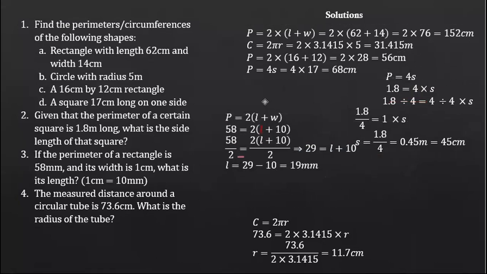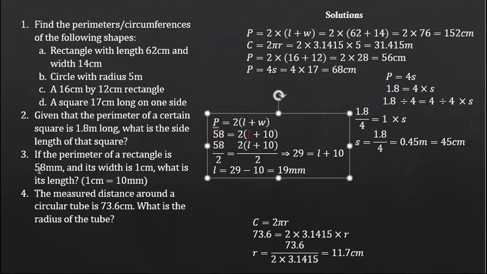Okay, so number 3. If the perimeter of a rectangle is 58 millimeters and its width is 1 centimeter, what is its length? So we have 1 centimeter is equal to 10 millimeters. And basically it's the same thing we're doing here. We don't know the length of the rectangle, so we're going to follow the equation. We're going to plug in the values that we do have. So we have 58 is equal to 2 multiplied by length plus 10.